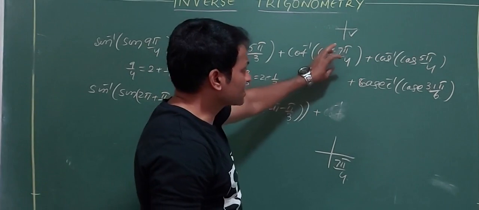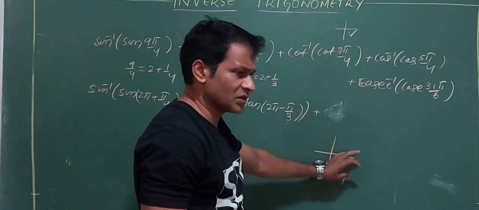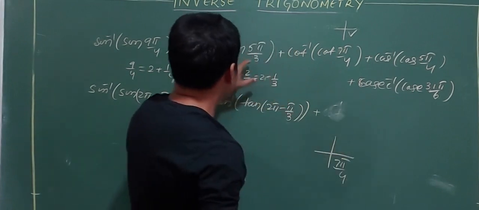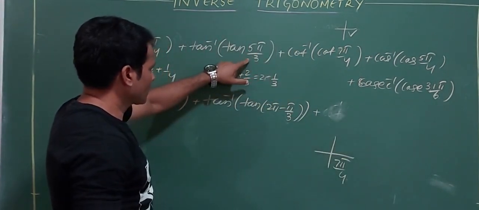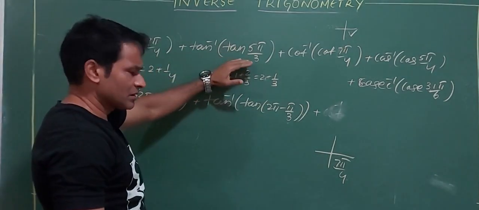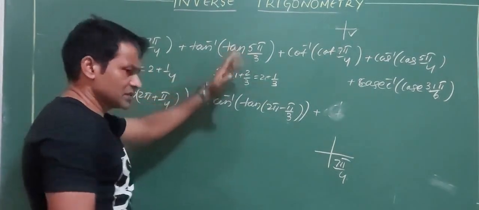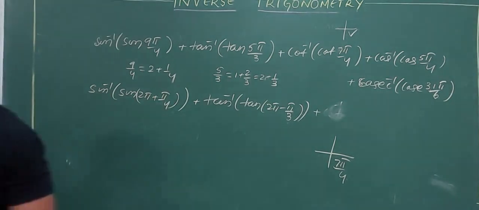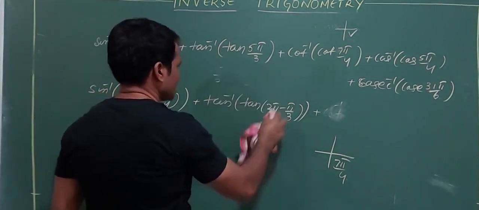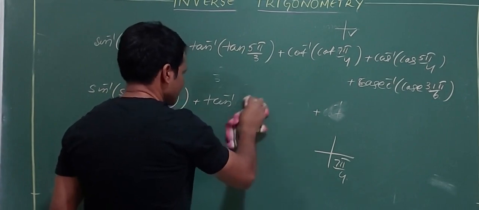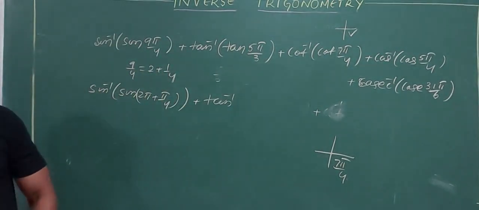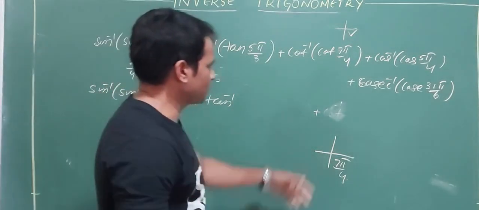Because if the value is less than 360, then I can directly calculate it. This value is less than 360, this also I could have done, and I am going to do it. 5 pi by 3 is less than 360, so I will not go by this method. I'll come to this one as well. If the value is more than 360, then I do it. Otherwise, if it is less than 360, I will tell you the method.